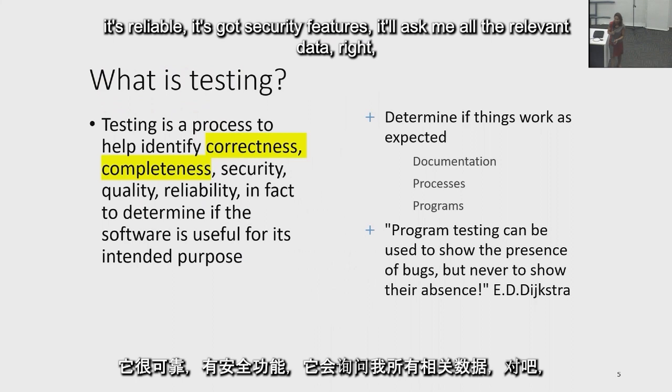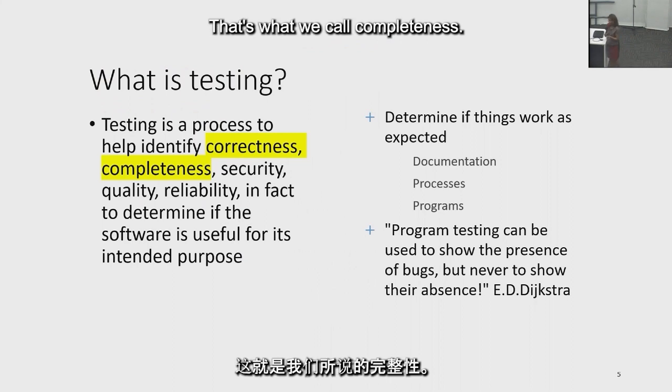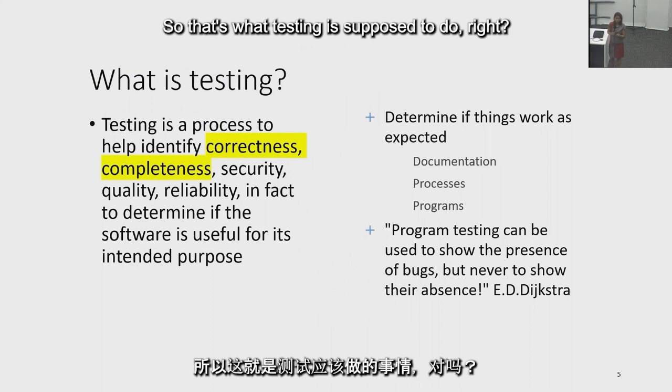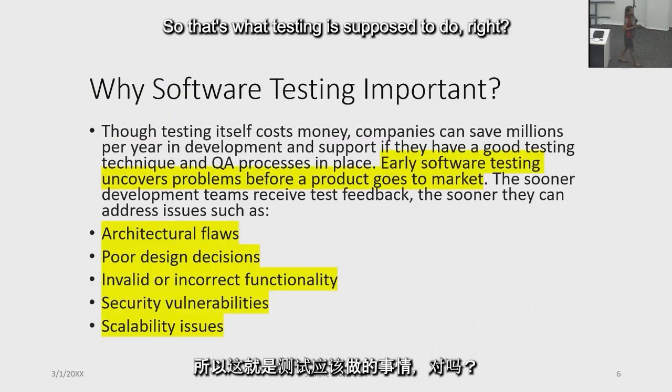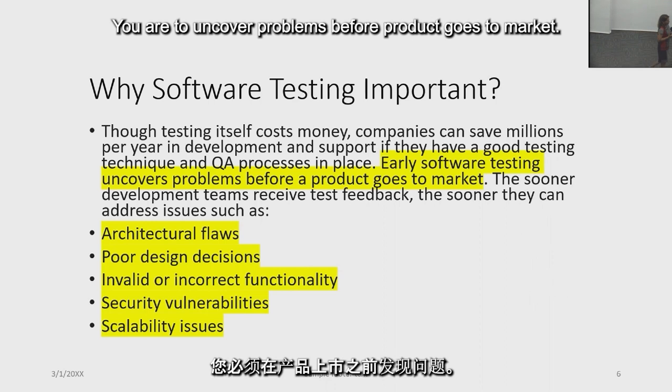It's reliable, it's got security features, it'll ask me all the relevant data, right? It gets me to attend to my intended needs. That's what we call completeness. So that's what testing is supposed to do, right? Now, so why is it important? You are to uncover problems before the product goes to market.